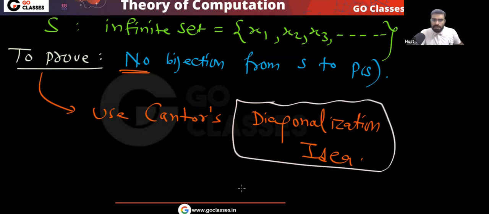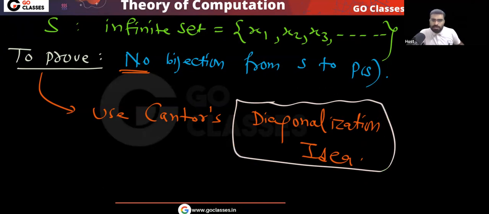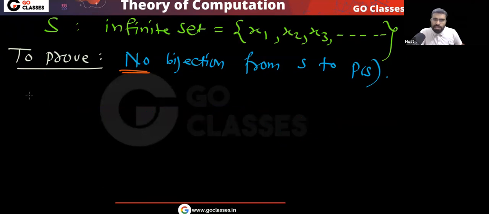Now tell me, if you want to use this idea, what will you do? In this idea, first we assume there is a bijection. So you can prove by contradiction. Yes, we can prove by contradiction.